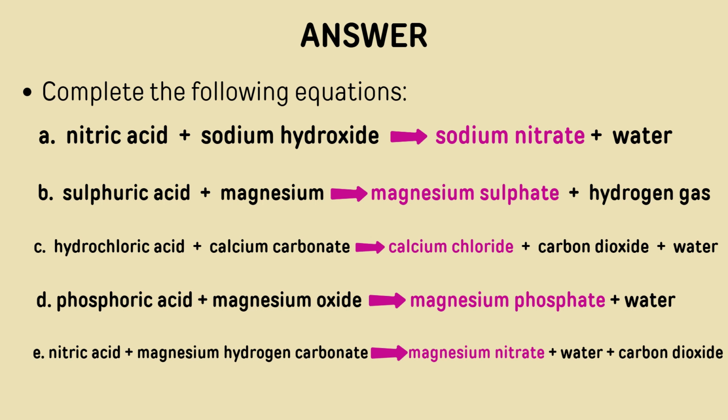And now in the last one, we have nitric acid plus magnesium hydrogen carbonate. Once you see the word carbonate there, you know you're going to have carbon dioxide plus water. We look at our acid, it's nitric, so our salt will be a nitrate. And we look for our metal, so it will be magnesium nitrate.